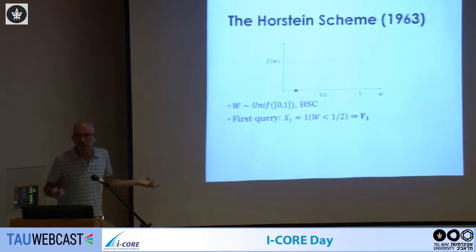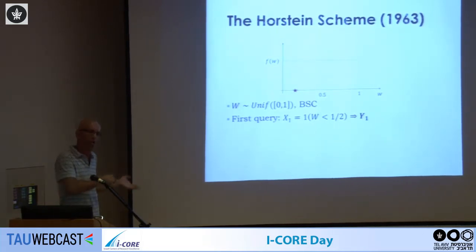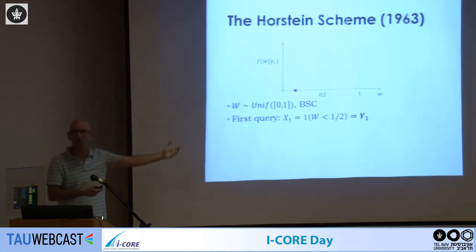What would be our first query? Of course, you could ask the same question you would ask without noise: whether the target is to the left or to the right of half, and you get some answer. Now, after getting this answer, you can update your PDF, and it will look like this, maybe if you got a left answer, because now the region between 0 and 1/2 is more probable than the region between 1/2 and 1. Before, if there was no noise, this would have been the whole probability space, and this would have been 0. But now you can't just throw it out, because maybe there was an error.